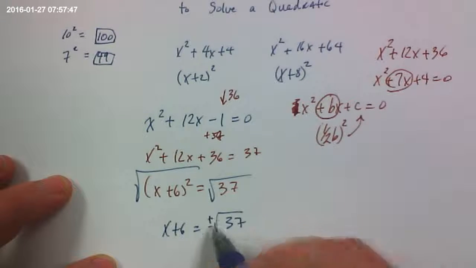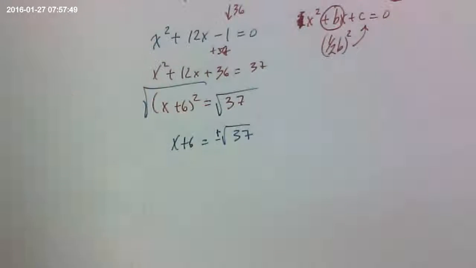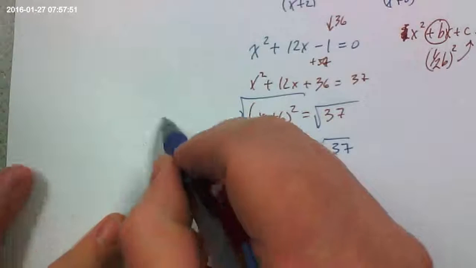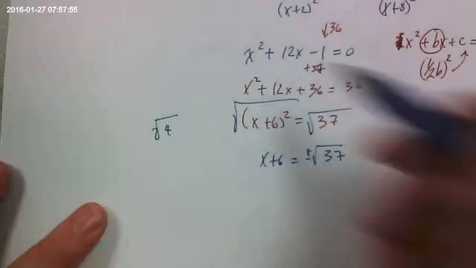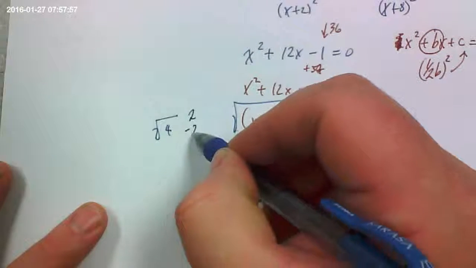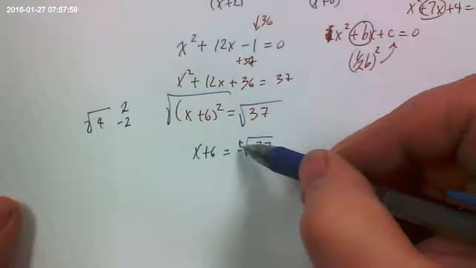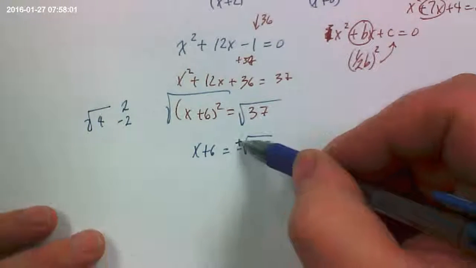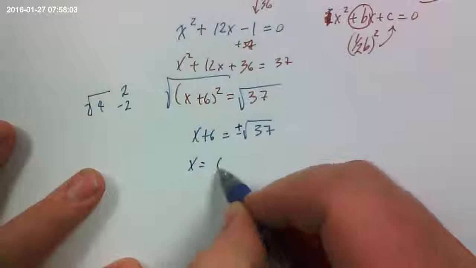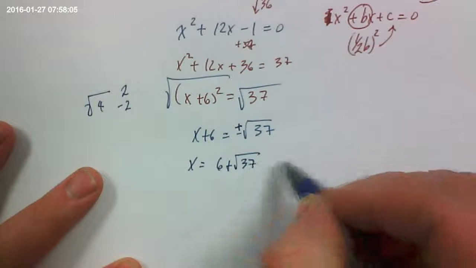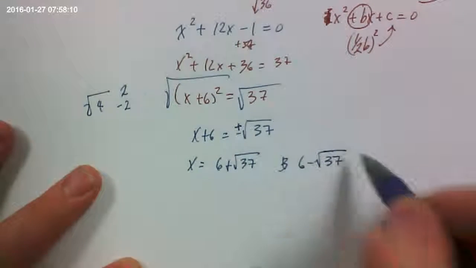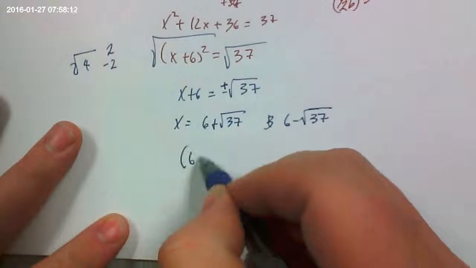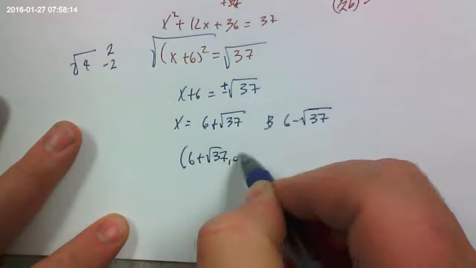Now there's two answers for square roots. There's a positive number and a negative number. For example, the square root of 4 is asking what number times itself is 4. There's 2 and there's negative 2. We use this symbol to make us remember that there's two answers. So your answers here would be 6 plus the square root of 37 and 6 minus the square root of 37. If we were talking about x-intercepts, it would look like this.